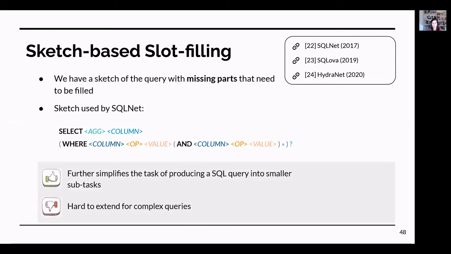Now, what are the pros and the cons of this method? Of course, the simplicity is again an advantage, because now following this divide and conquer approach, we are simplifying the whole problem because we divide the task into smaller subtasks. So instead of trying to figure out the whole query, we need to figure out the aggregate. We need to figure out what is the condition and so forth. But as we are going to see, many of these systems use very complicated neural networks. It's part of the neural network being essentially one dedicated network trying to figure out what should be put in a specific slot of our sketch here. And that is why essentially these approaches are hard to extend to complex queries.